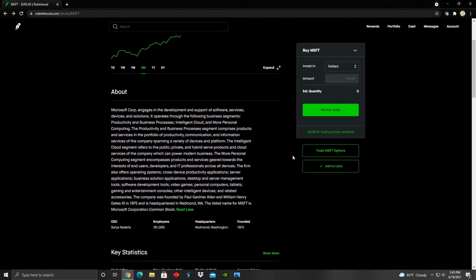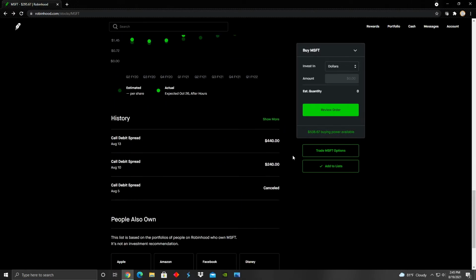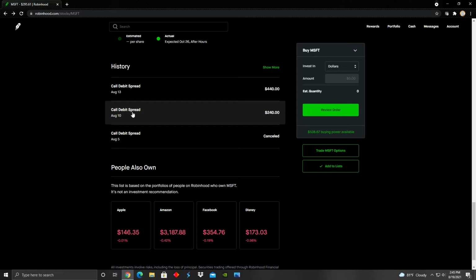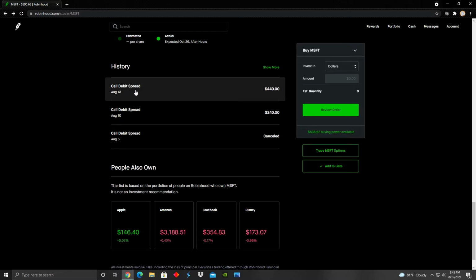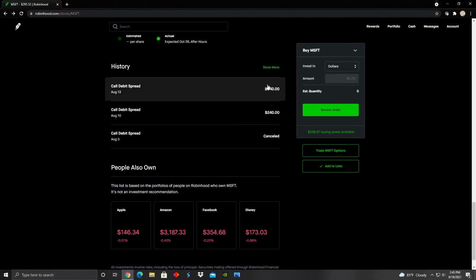So let's scroll down here and look at the history for my action using Microsoft. So right here you can see that on August 10th, I opened up a call debit spread for $240, and then 4 days later, August 13th, I sold the same call debit spread for $440. And if you do the math, 83% return on $240 is about $200, a little less than $200, and it comes out to about $440.